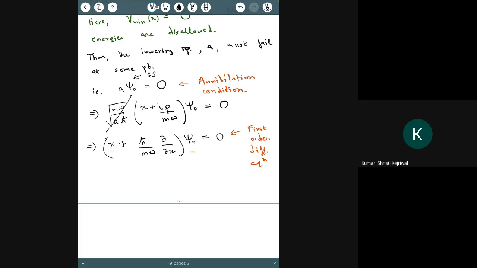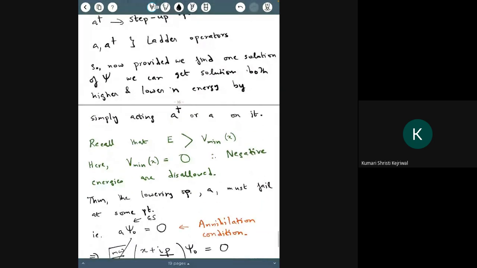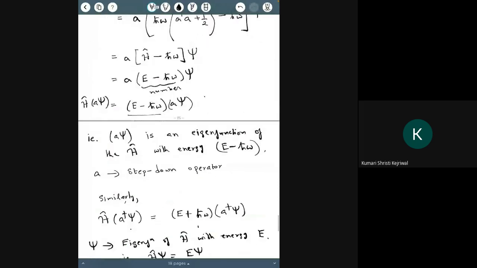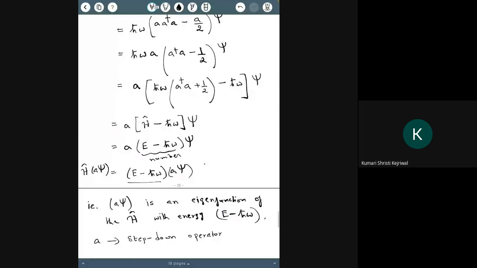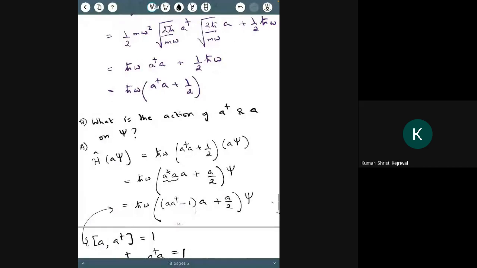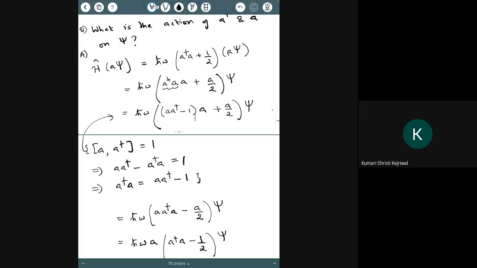Ma'am, I have two questions. Yeah. Ma'am, could you just scroll up a little where we have written H cap, A psi? Where we just started, what is the action of A plus and A? Ah, okay. So here. Ma'am, how are we getting a minus half suddenly here? Minus A plus A by 2. Okay. So here I'm getting minus A plus A.